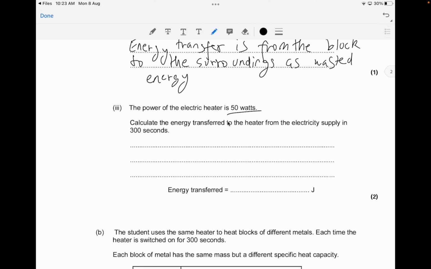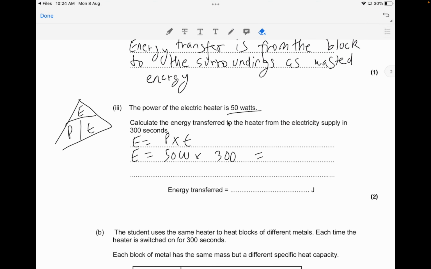Now there's a nice little formula triangle that I would like you guys to remember. Formula triangles are a nice little illustration of using the formulas. There's a formula, E = P × T, where the energy transfer is equal to the power times the time. So you have energy transfer is equal to power, in this case 50 watts, times 300 seconds, which is also mentioned in the question. So you can multiply 50 times 300 seconds.